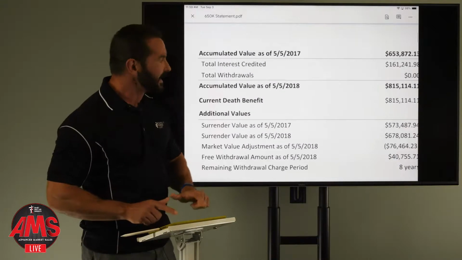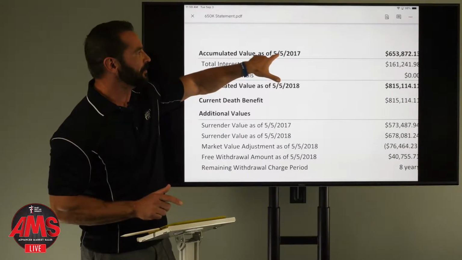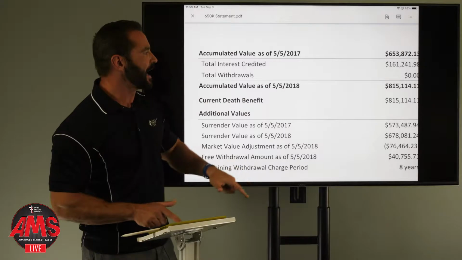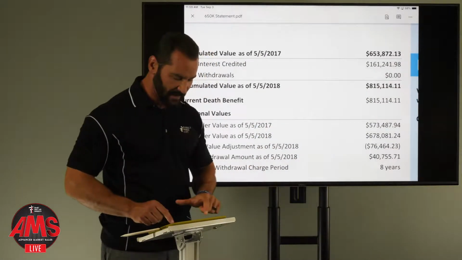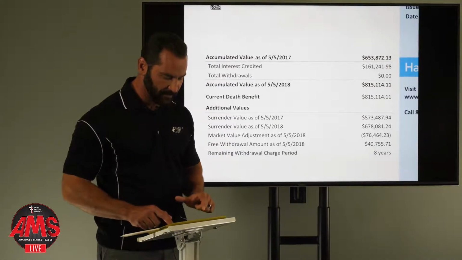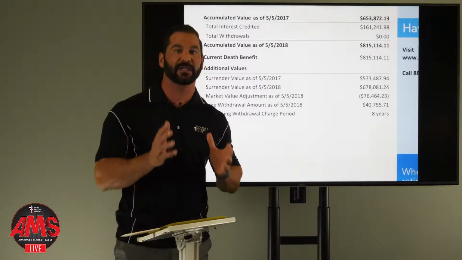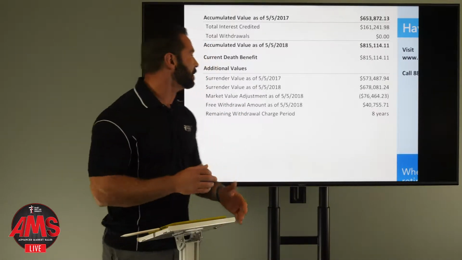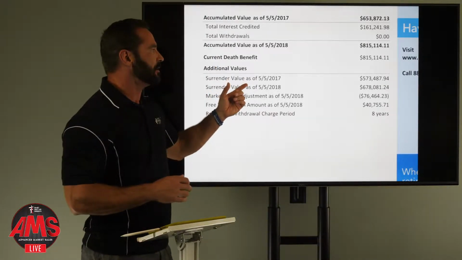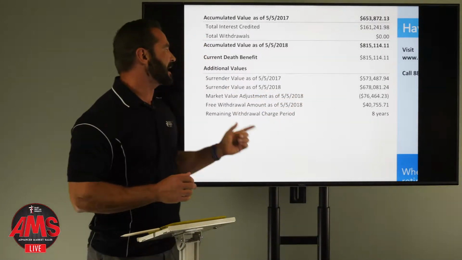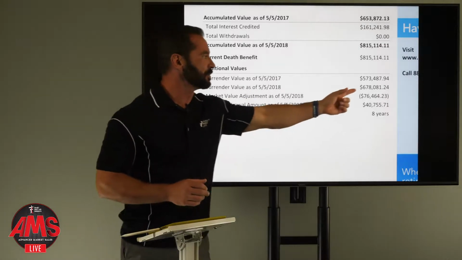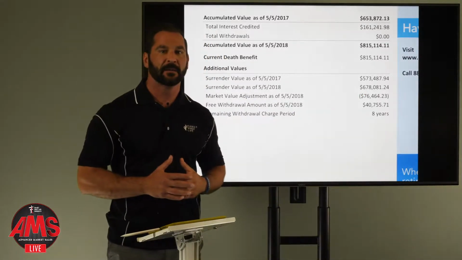So we have it right here. Your value 1 year ago, your value that year, $815,000 with no withdrawals. Now it explains a couple things that you have adequately explained to your clients when you sold the annuity. Surrender value, $573 last year. The surrender value this year on your new statement is $678.